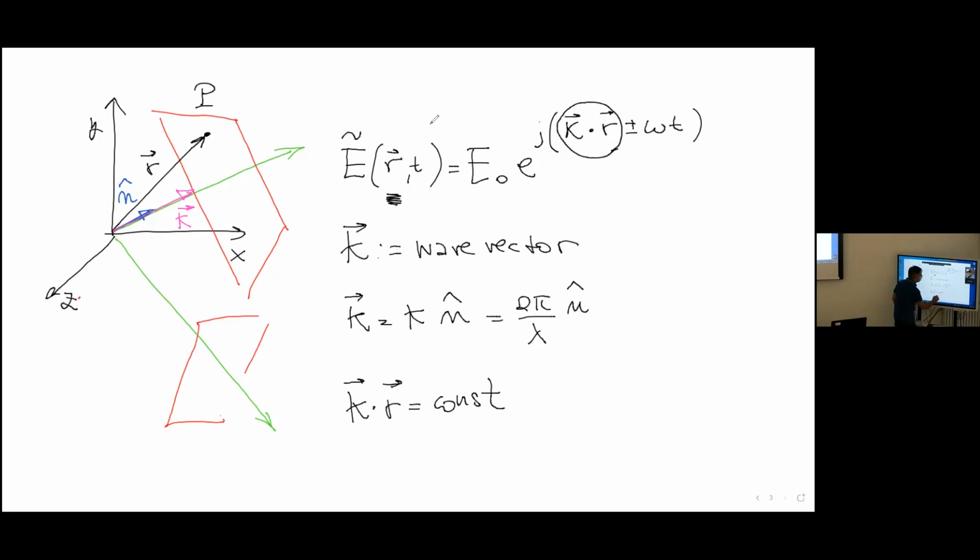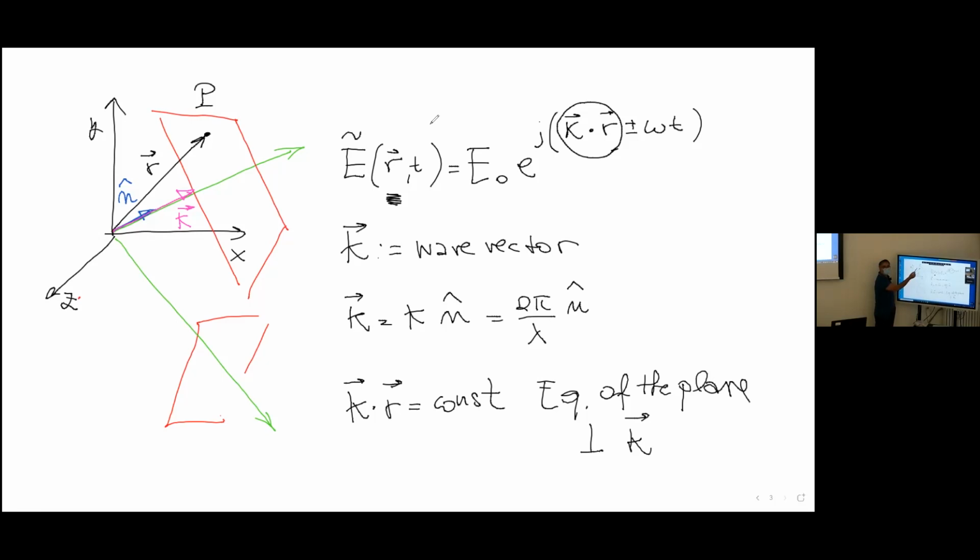In first year of physics or engineering courses, or say mathematical analysis, if you write this expression here, k dot r equal to a constant, this is the equation of a plane in space. This is the equation of the plane perpendicular to k. Okay? Why? Because you see, this is your k vector here. Did you see this is your r vector?